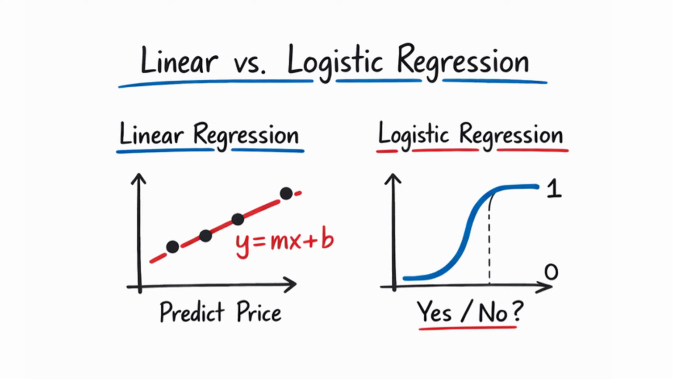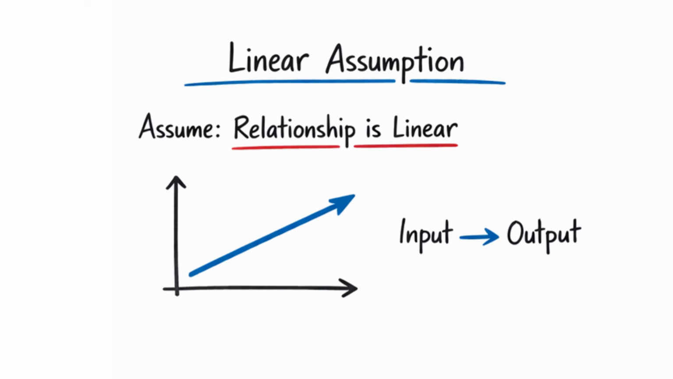So till now we have already understood linear regression and logistic regression. In linear regression, what we were doing was trying to fit a straight line to predict a continuous value like price or sales. And in logistic regression, we extended that idea to classification, where instead of predicting a number, we were predicting a probability and then converting it into a yes or no answer. So in both the cases, one assumption was always there. That assumption was the relationship between input and output is linear.